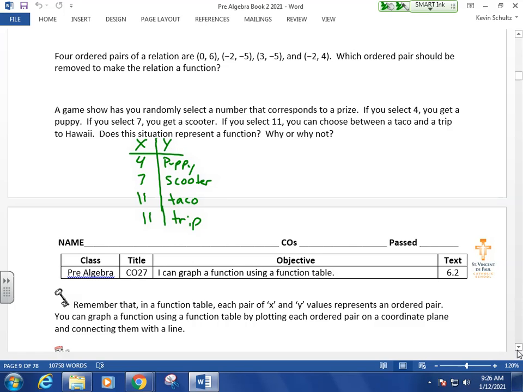Okay? And when you map it out like this, it becomes very clear that this does not represent a function, because that x value repeats itself. Okay? For the number 11, it's not just one corresponding prize. You get a choice. You see the connection there? Does that make sense? Okay?